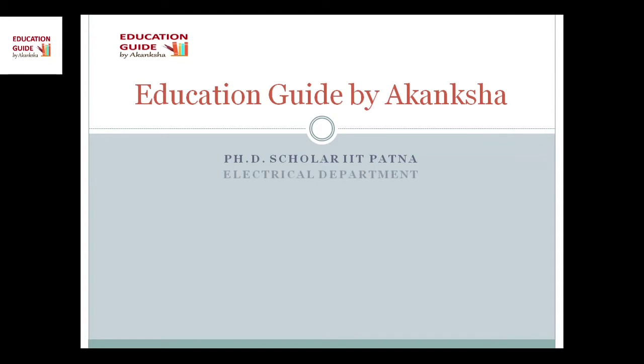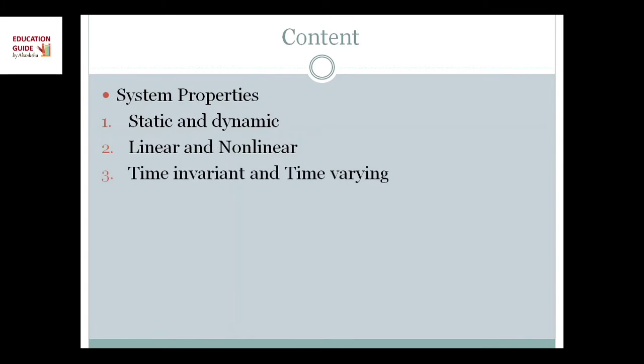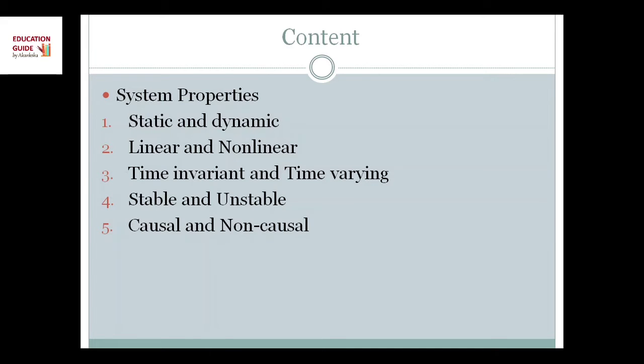Today I will talk about system properties. These are the contents which I will cover in subsequent slides. System properties: in this, I will cover static and dynamic system, linear and non-linear system, time invariant and time varying system, stable and unstable system, causal and non-causal system. In the last, I will give one quiz.